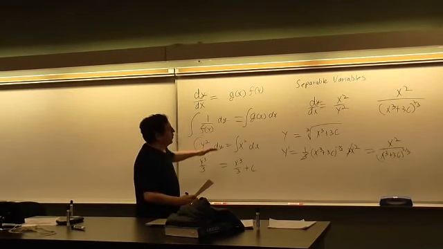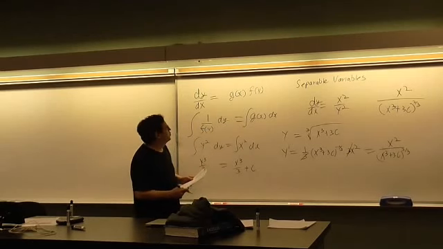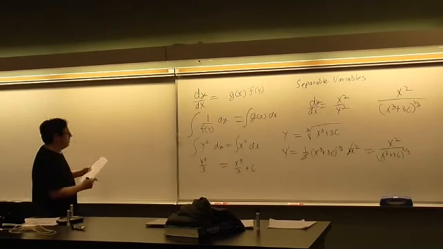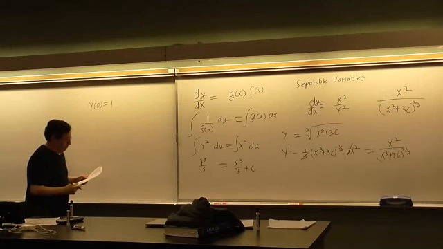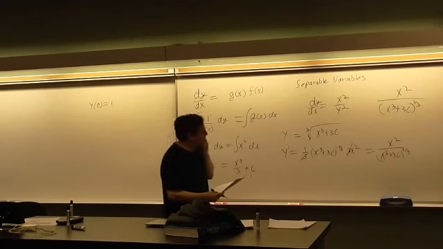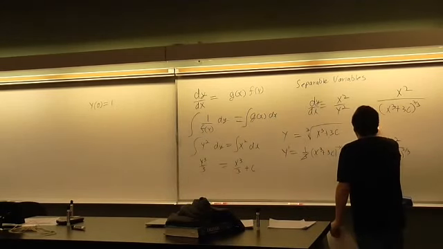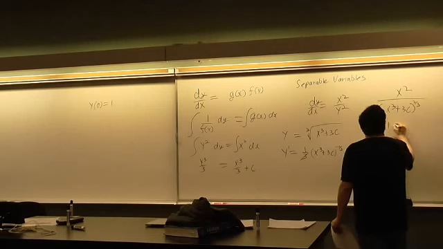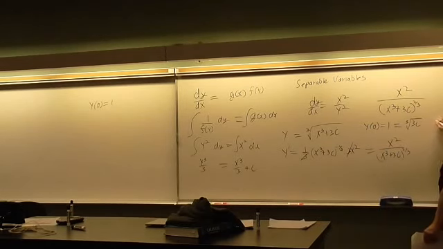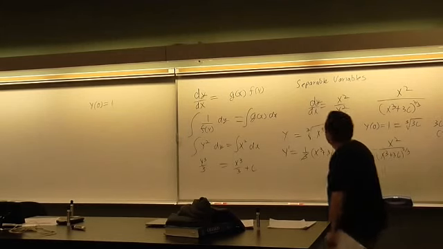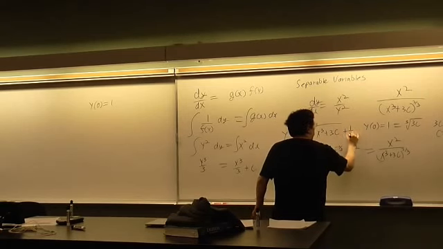I want to do a little bit more with this problem. What I want to do is give an initial condition that y(0) equals 1. So if y(0) equals 1, that equals the cube root of 3c, so 3c equals 1, or c equals 1/3. So I have to add 1/3 here.